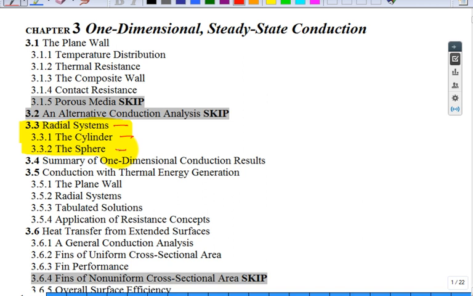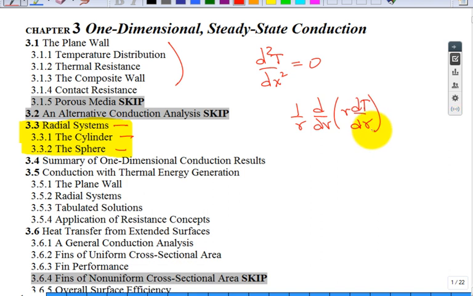So up here, the whole thing was the second derivative of temperature with respect to the x direction equal to 0. What is it down here for the cylindrical? 1 over r, derivative with respect to r of r times the derivative of temperature with respect to r. That's equal to 0. What about for the spherical? 1 over r squared, derivative with respect to r of r squared times the derivative of temperature with respect to r equal to 0. That's it.